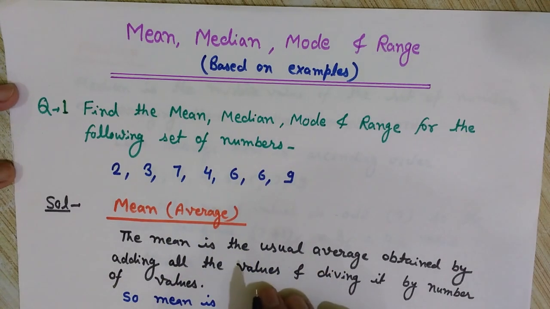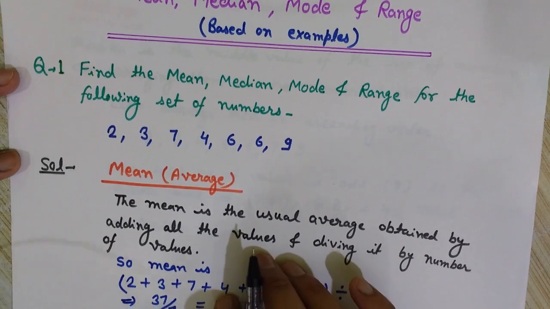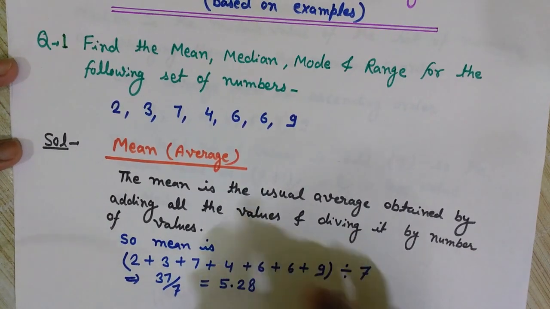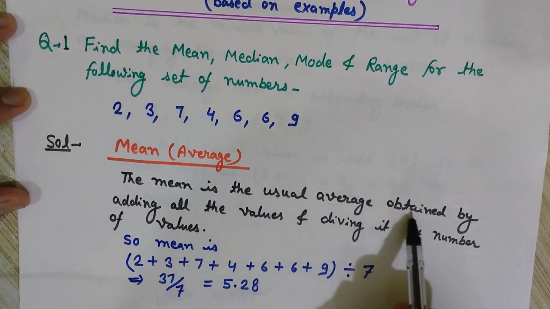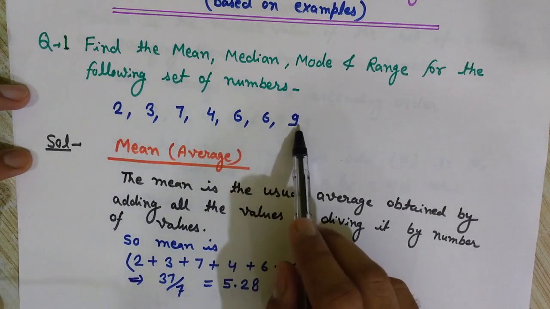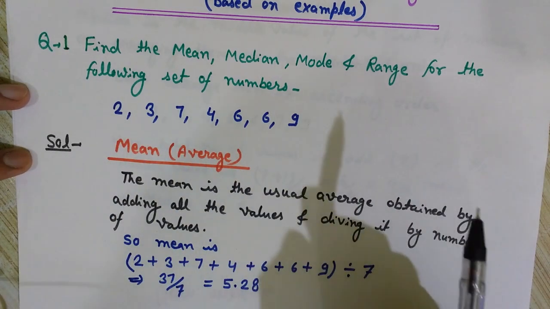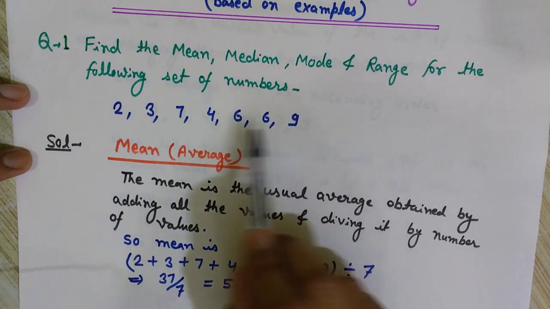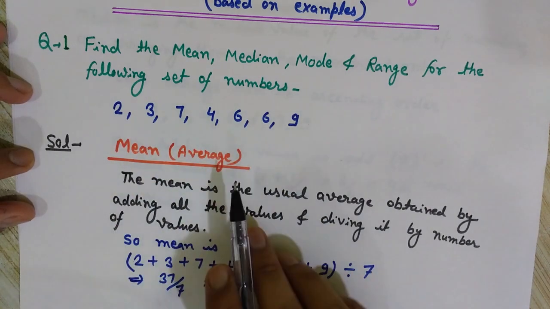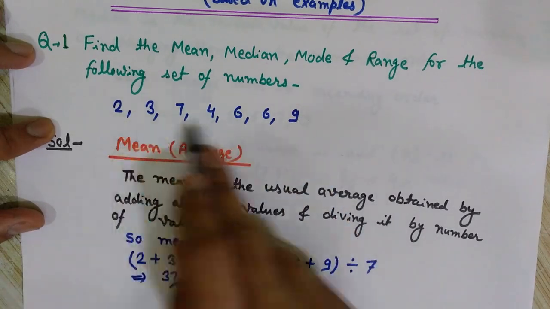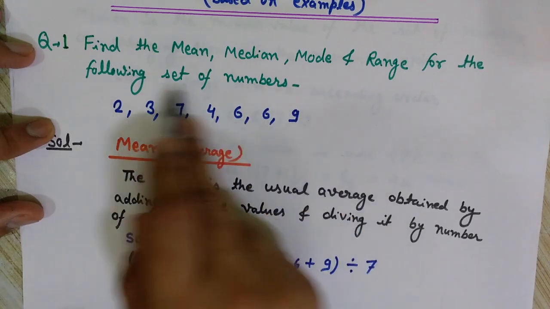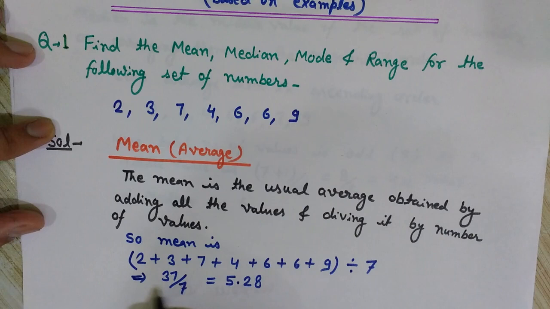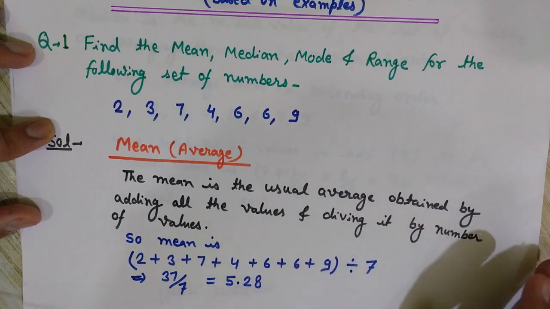So I want to first calculate the mean. Mean is nothing but simply the average. We all know what average is, and how to calculate the average value of given numbers. It is the usual average, obtained by adding all the values present in this set and dividing by the number of values. So just add all these values and divide by the number of values. How many values are these? 1, 2, 3, 4, 5, 6, 7. So divide this summation by 7, and you will get 37 by 7, which is 5.28. So 5.28 is its mean, or the average value.